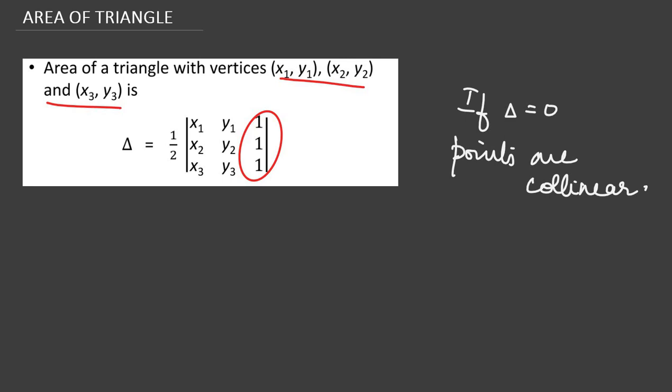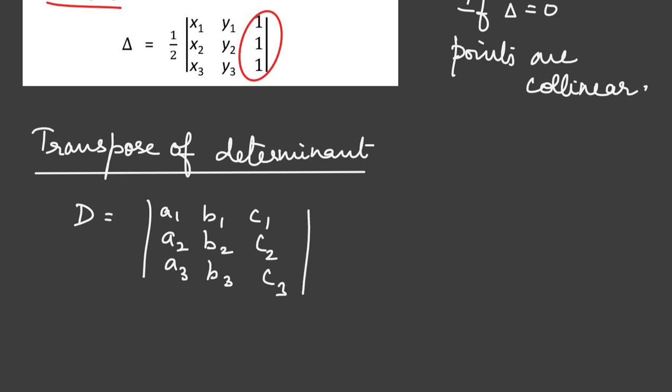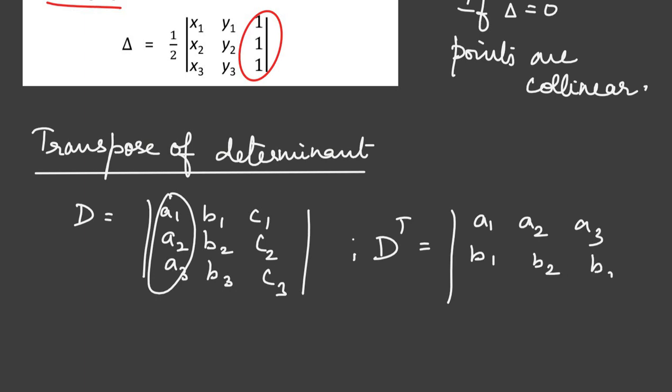Next, moving on to transpose of a determinant. What is transpose of a determinant? For example, we take D equal to the determinant A1 B1 C1, A2 B2 C2, and A3 B3 C3. Then the transpose of the determinant, D transpose, will be equal to the first column becoming the first row, that is A1 A2 A3, B1 B2 B3, and C1 C2 C3. This is the transpose of a determinant.